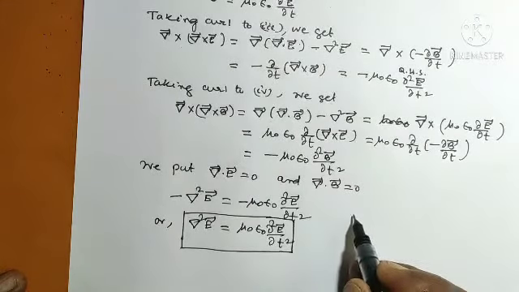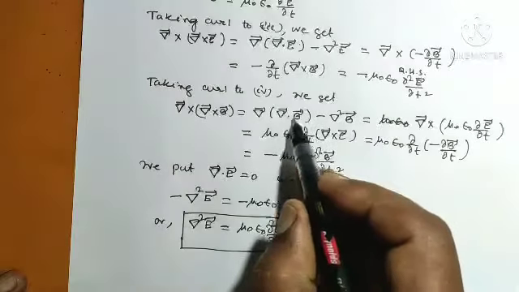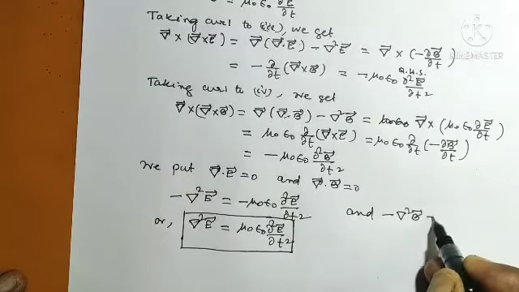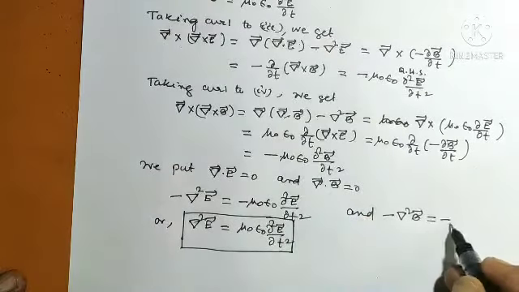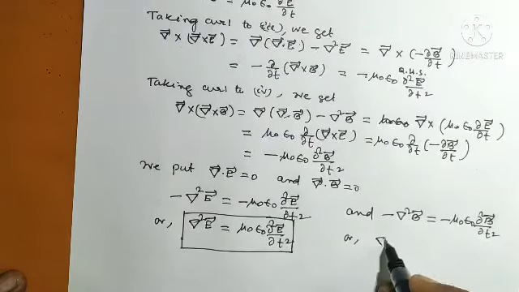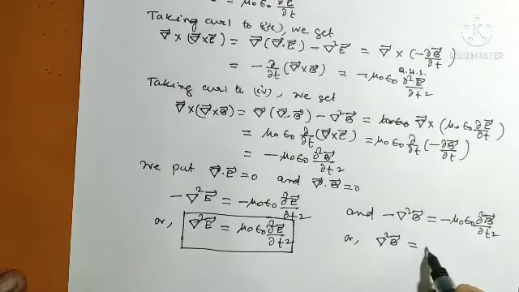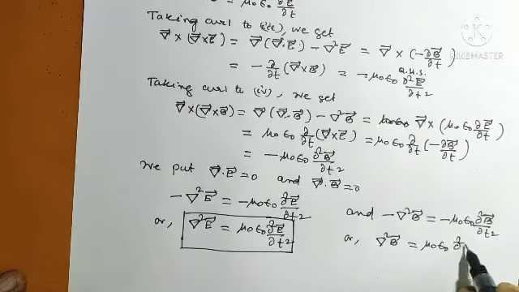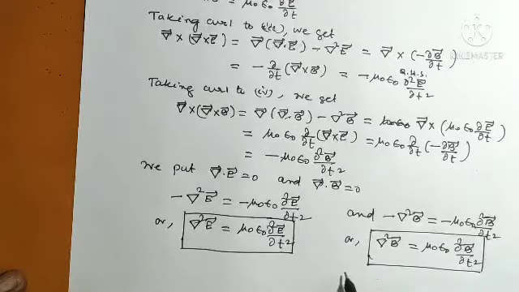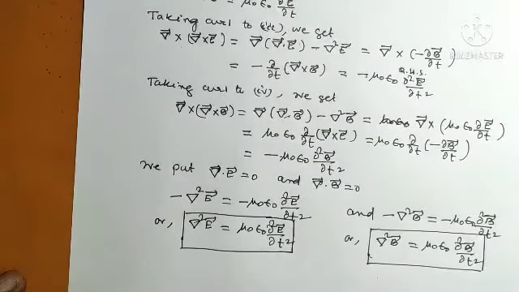Similarly, we get, with div B equal to 0, minus del square B is equal to minus mu 0 epsilon 0 del square B by del t square, or del square B is equal to mu 0 epsilon 0 del square B by del t square. So these are the two wave equations for electric field and magnetic field.